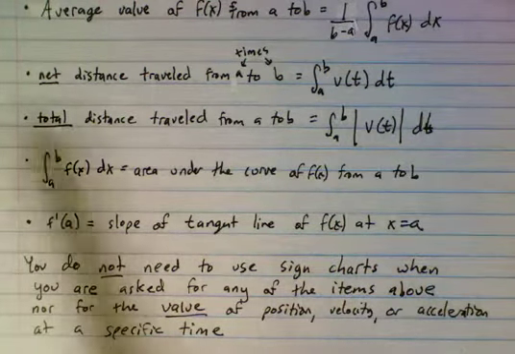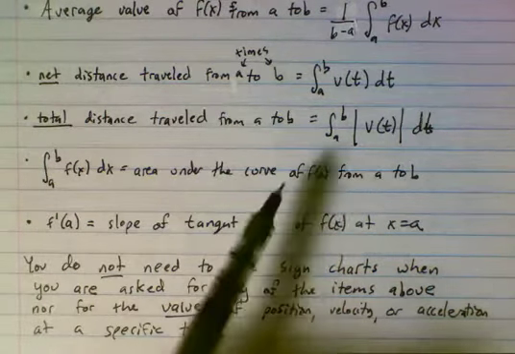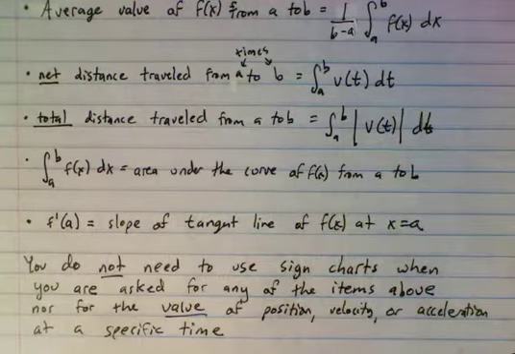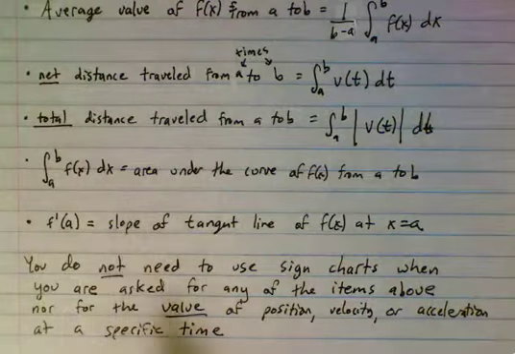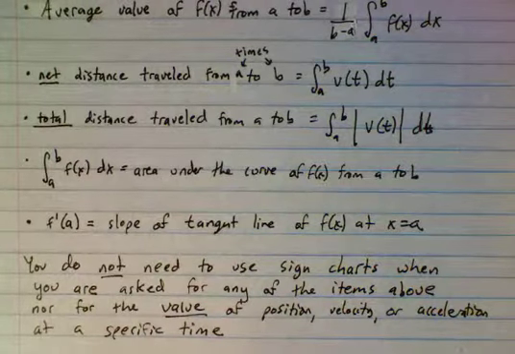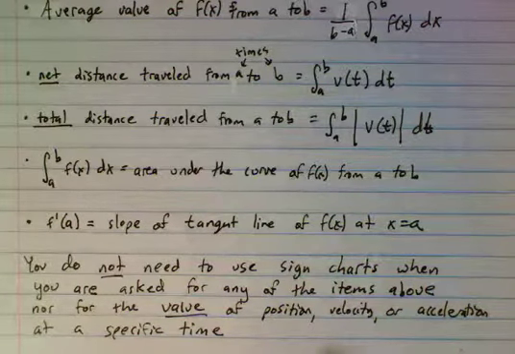These last two you already know. The integral can also be expressed as the area under the curve, and the derivative can also be expressed as the slope of the tangent line. Those are going to come back into play again. One of the things to be aware of when you're asked for these things, or if you're just asked for the value of position, velocity, or acceleration at a specific time, you do not need to use the sign charts like we did before. Those were being used for maximum, positive, negative, increasing, decreasing, those sorts of problems.